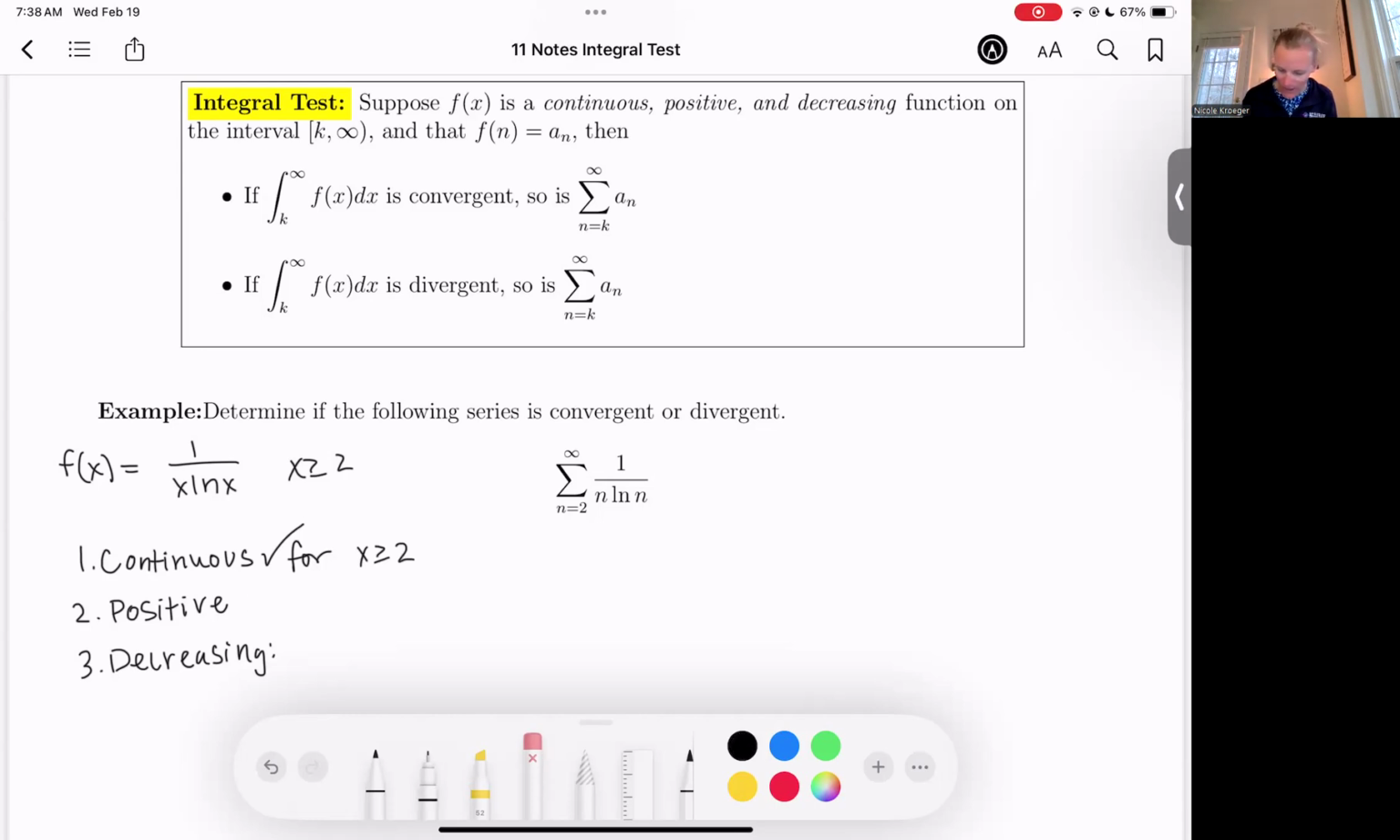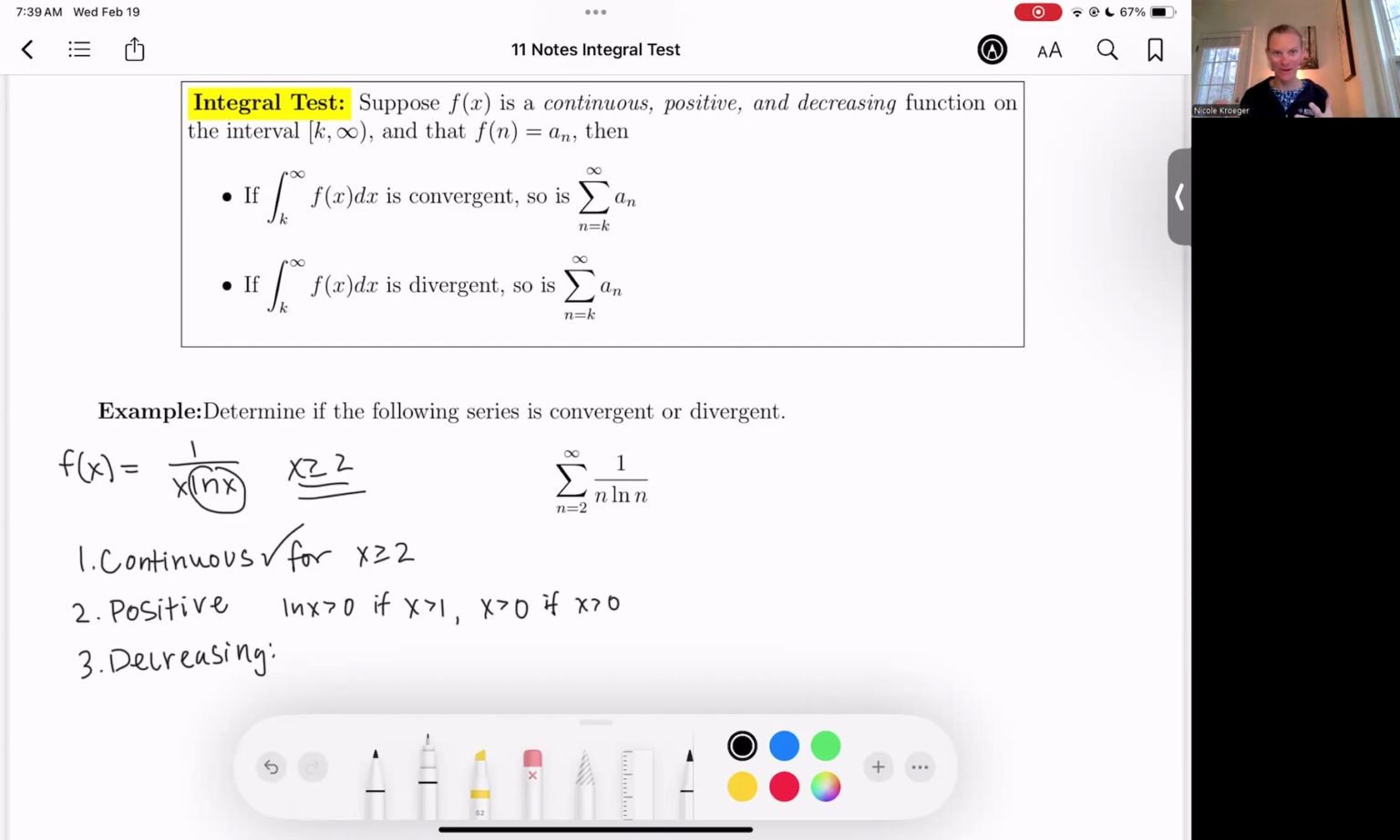Is this function positive? Natural log of x is positive if x is bigger than 1. Because x is bigger than or equal to 2 in this case, the natural log piece will be positive. Also, x is positive if x is bigger than 0. Since we have two pieces that are being multiplied by each other, both pieces are positive.